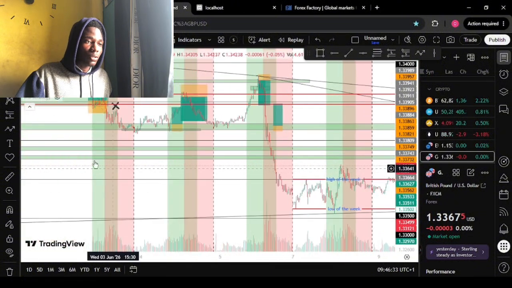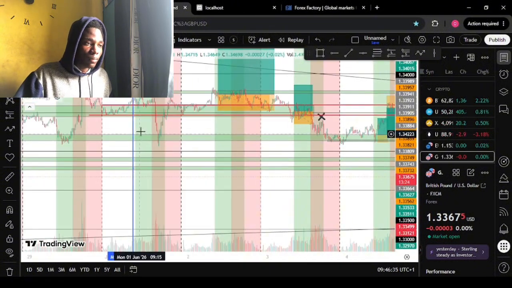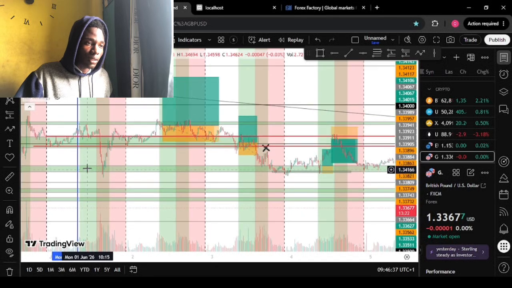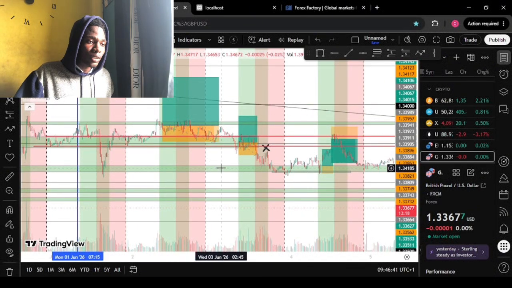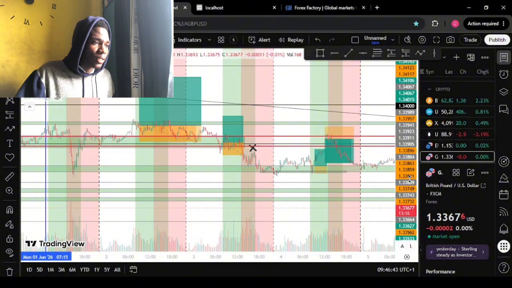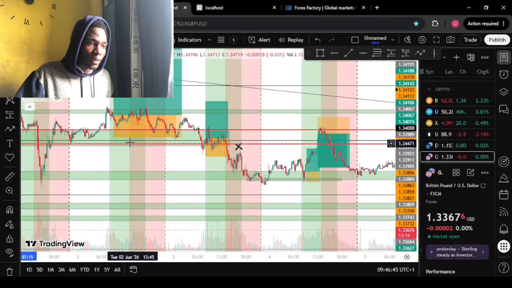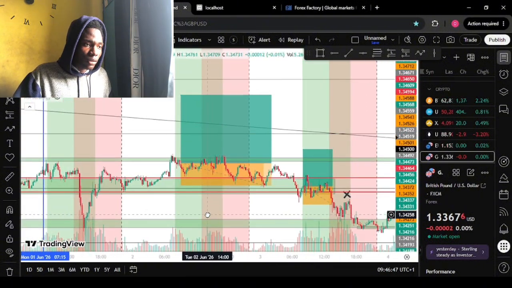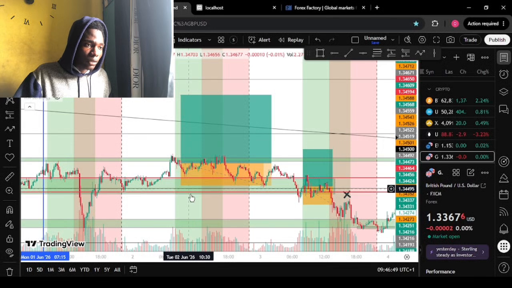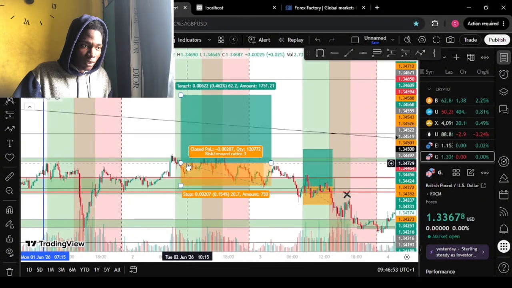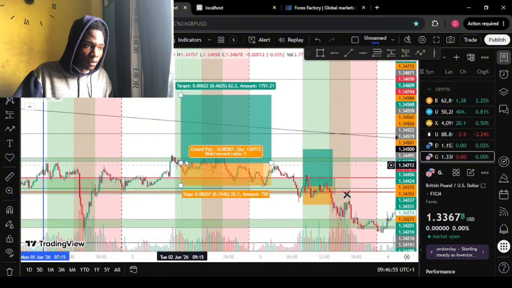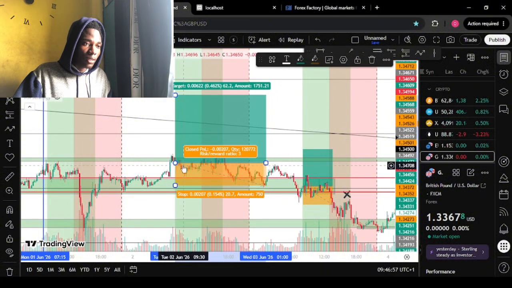This is on Tuesday, because I don't trade on Mondays. Most times I don't trade on Mondays. So this was the trade. Now I got into this trade around here. And what was I looking at now?